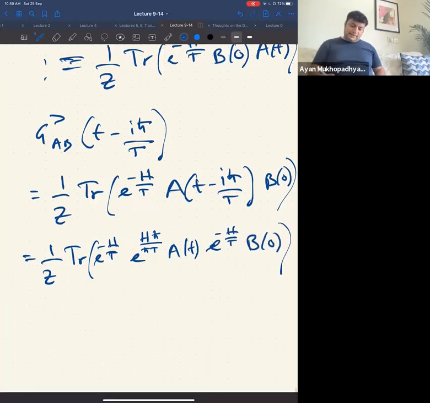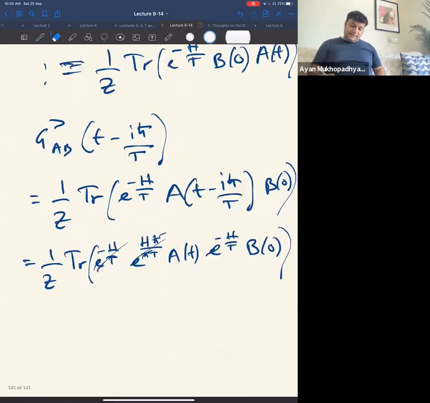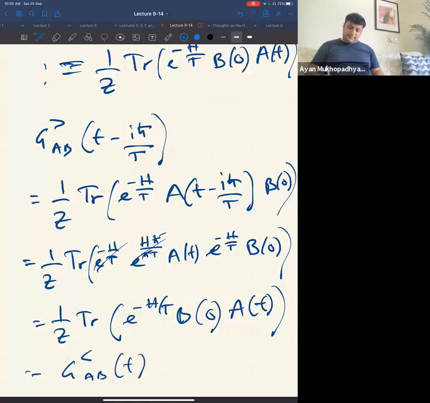But you see that this and this cancel out. So this is nothing but 1 over Z trace, and by definition this is nothing but G^< AB(t), right? So if I simply take time, analytically continue it and add this extra piece, then G greater becomes G less.